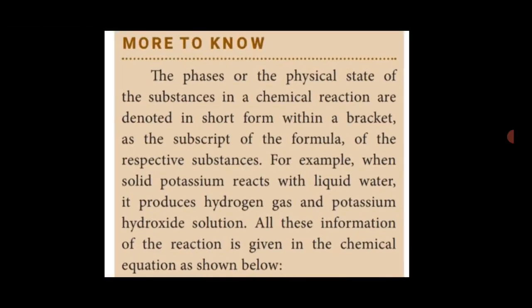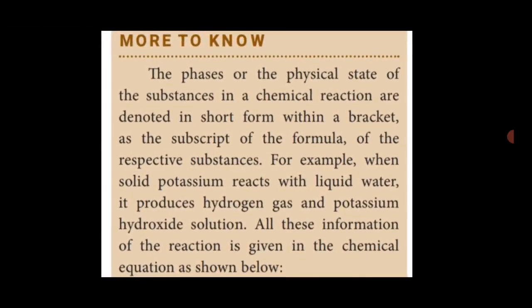Let's see more to know. The phases or physical states of the substances in a chemical reaction are denoted in a short form within brackets, as the subscript of the formula of the respective substance. For example, solid potassium, symbol K. This is what state? Solid. The solid potassium reacted with liquid water, formula H2O. This is present in what state? Liquid state. It produces hydrogen gas and potassium hydroxide solution.